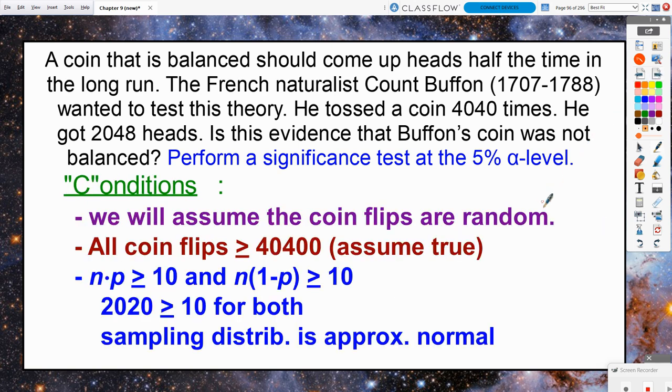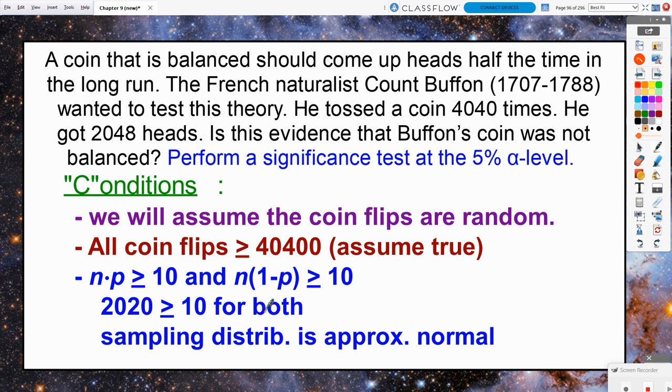Now, for the conditions, I'm just going to gloss through these. We're going to assume that the coin flips are truly random. For the independent condition, could he flip the coin more than 40,400 times? Sure. He's a bored French guy. He could certainly do that.